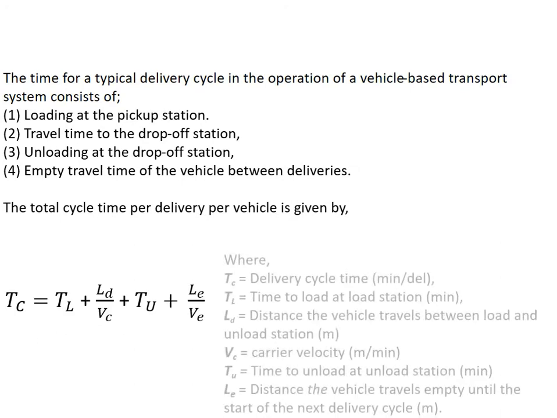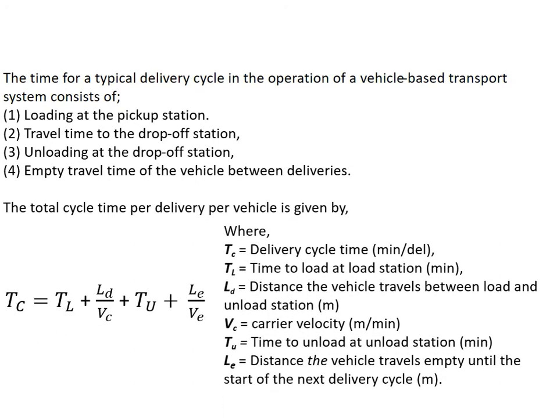So these are the typical parameters for operation of vehicle-based transport: loading at the pickup station, traveling time to the drop-off station after loading, unloading at the drop-off station, and empty travel time of the vehicle between the deliveries. So again, after delivering or dropping off the material, it will come back. All these are the cycle of operations to take that particular material handling system into consideration.